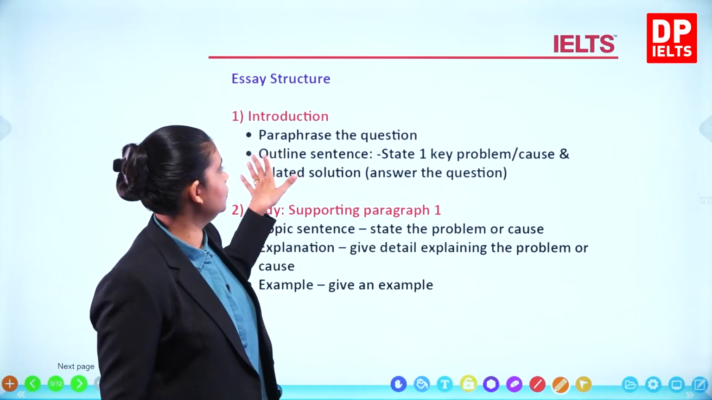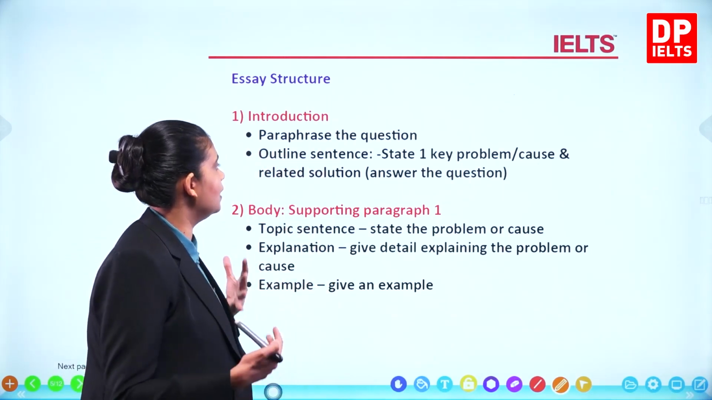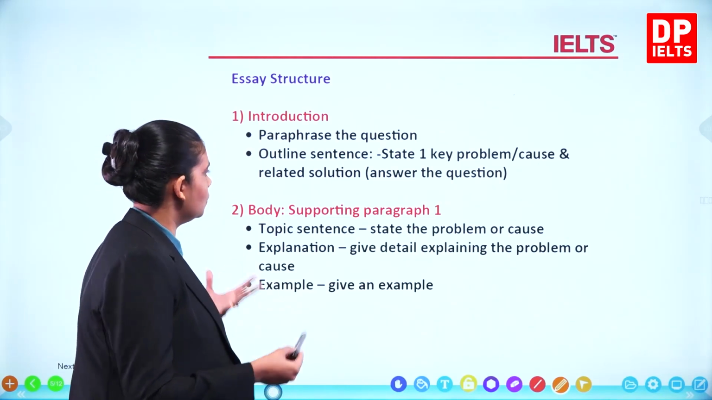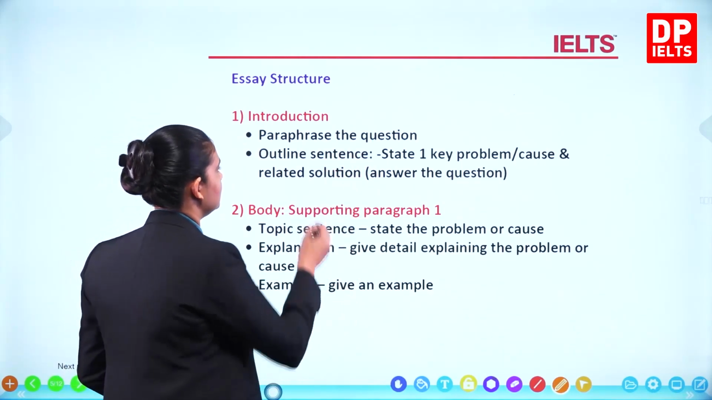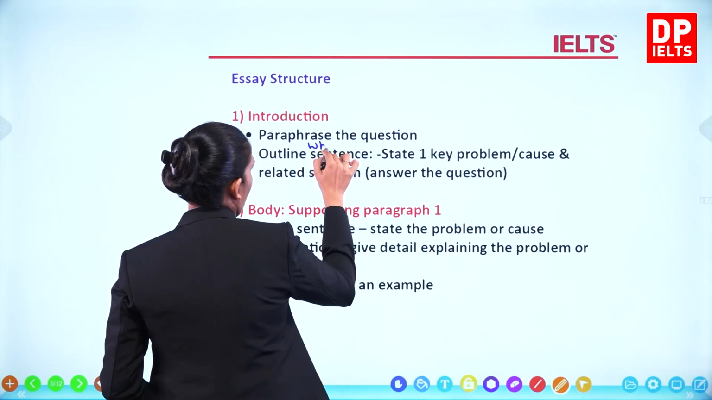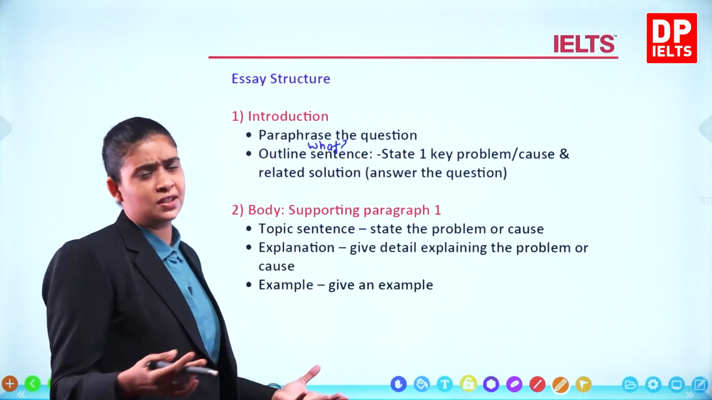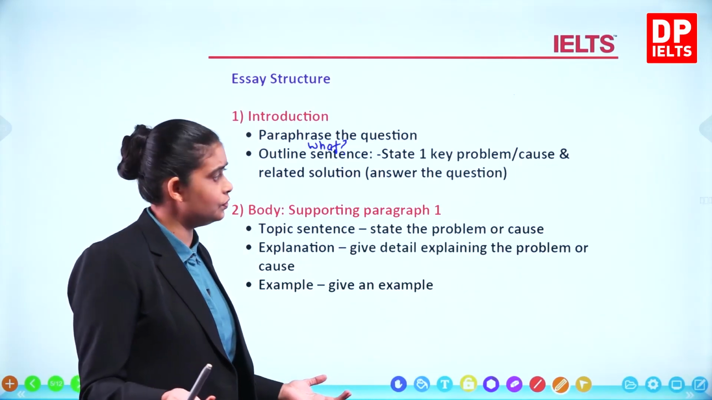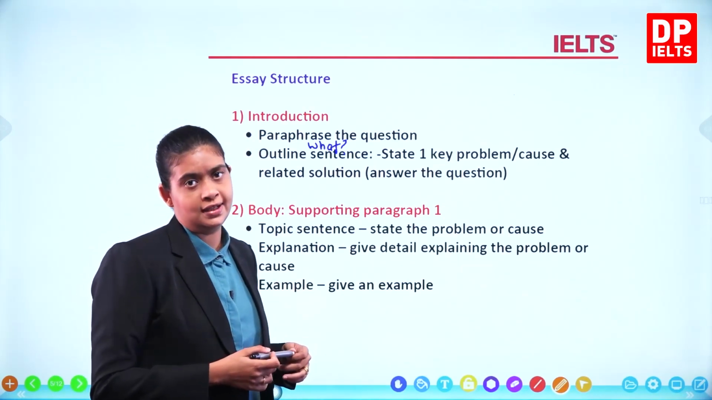So in the introduction, you first paraphrase the question, okay, and then you have your outline sentence. In the sense, you would write the key problems and the causes related, you answer the question. So in other words, in our language, this is the what part, okay. If they ask you at any point an opinion, you could put it. Very rarely do they do that, but if they do, you could put your idea there as well.